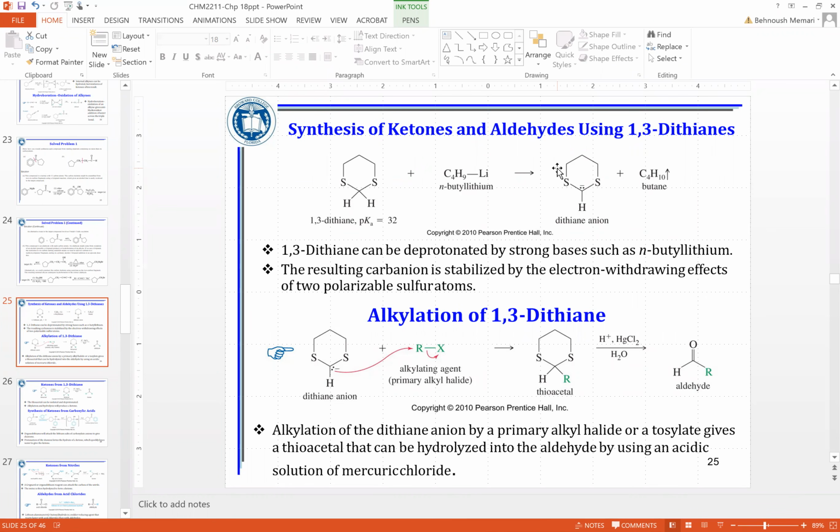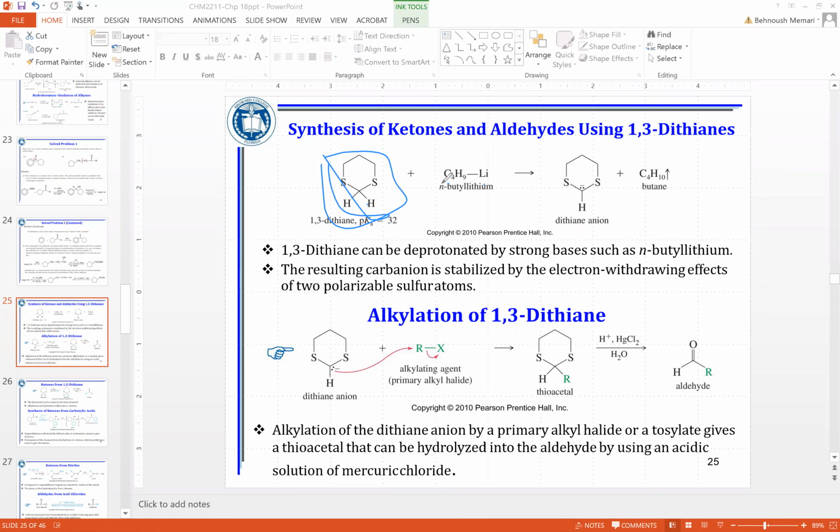You can synthesize ketones from dithianes, or 1,3-dithiane, that's the structure. So you have this structure here. What you can do in this structure is remove one of these hydrogens. These hydrogens are acidic. You bring a base. The base that you are using to remove a hydrogen is going to be butyl lithium.